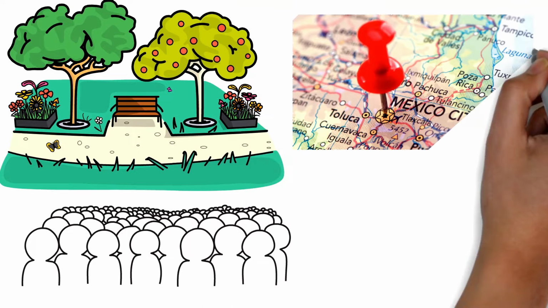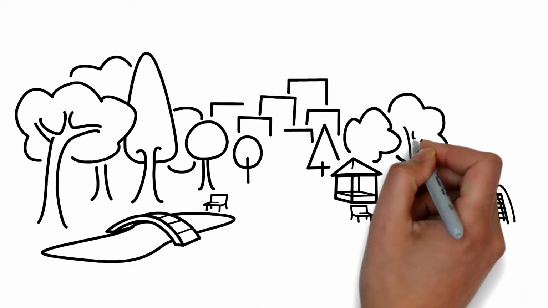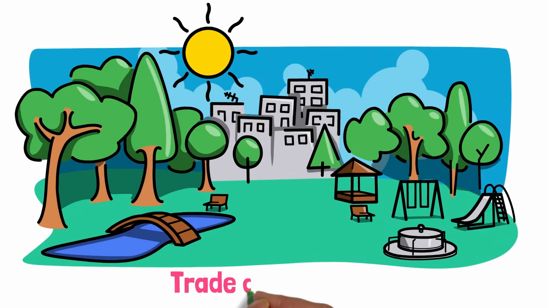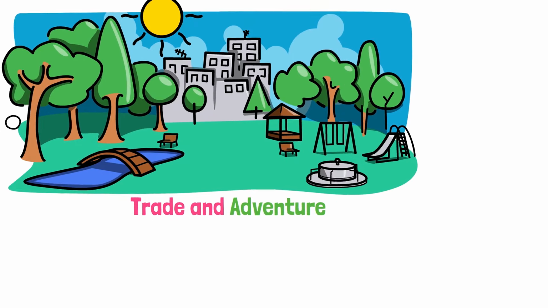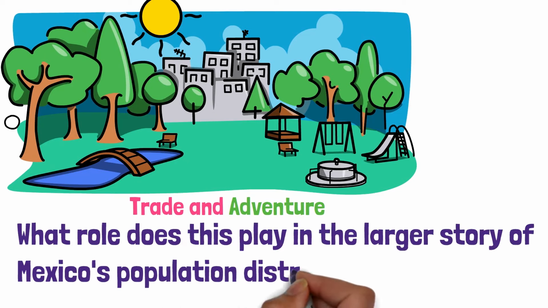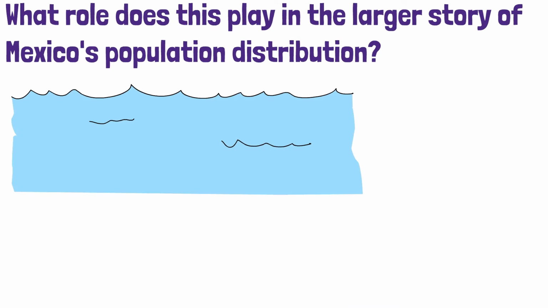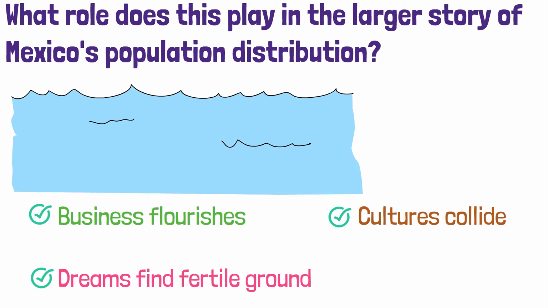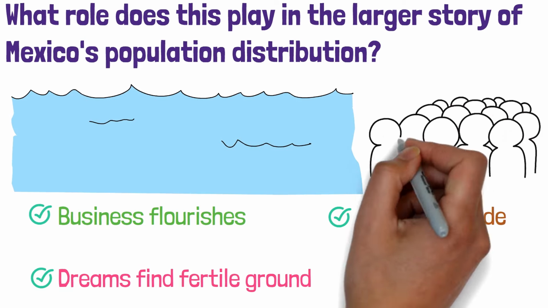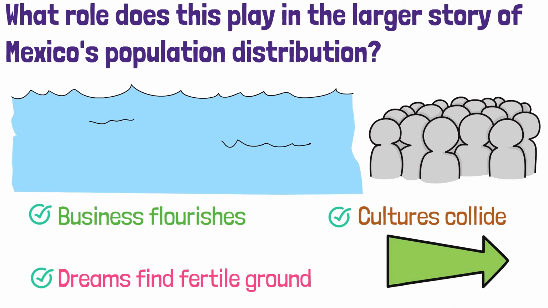Now, let's venture to the lively heartbeats of Mexico, its cities and coastlines. Bustling metropolises along sun-kissed shores where waves whisper tales of trade and adventure. Mexico's urban centers have always been magnetic, drawing in dreamers and doers alike. What role does this play in the larger story of Mexico's population distribution? The pulse of a nation often beats strongest where land meets sea. Business flourishes, cultures collide, and dreams find fertile ground. It's here that millions have chosen to weave their stories into the vibrant diversity of Mexico. Now, we'll delve even deeper into this intriguing tale.